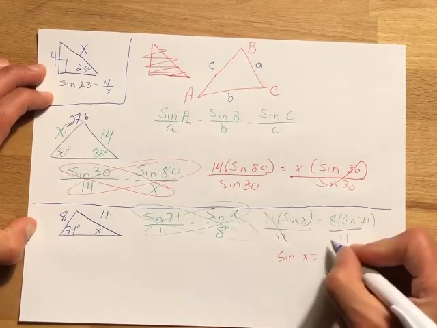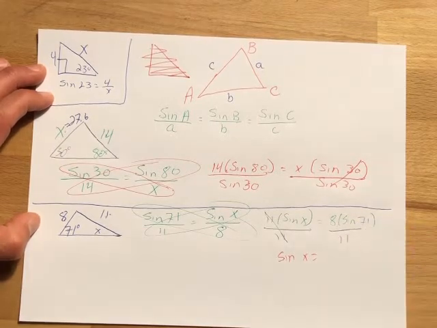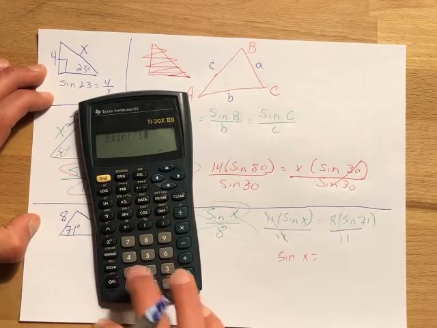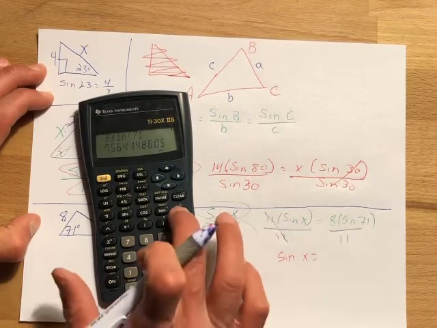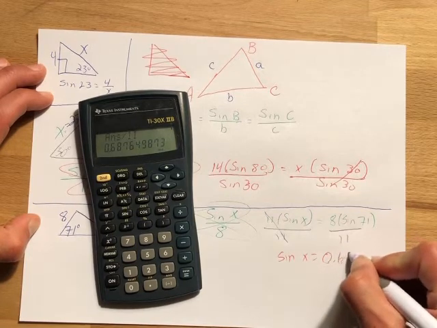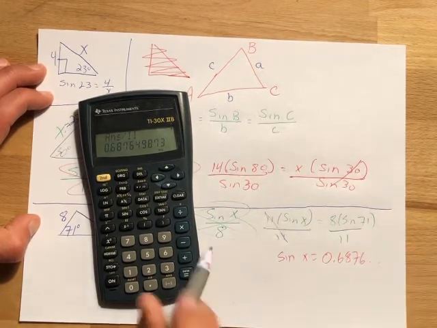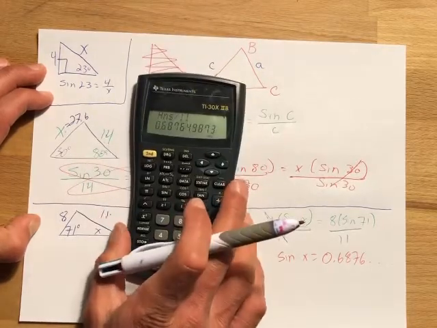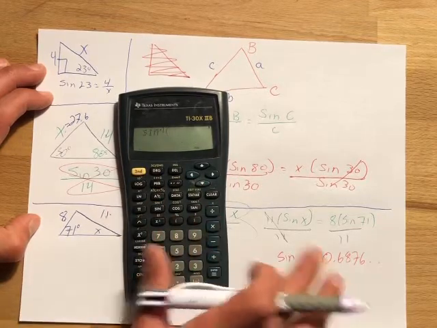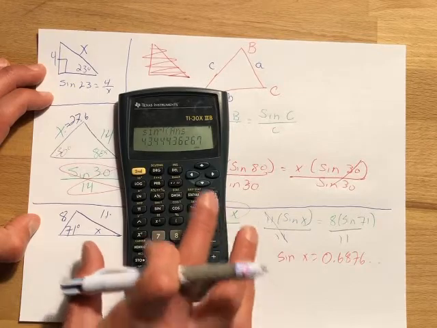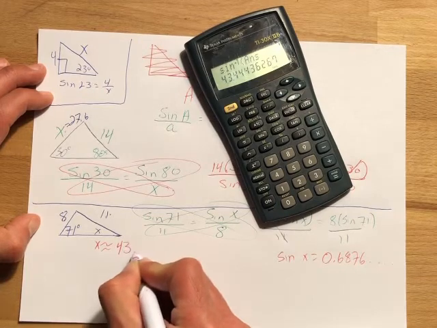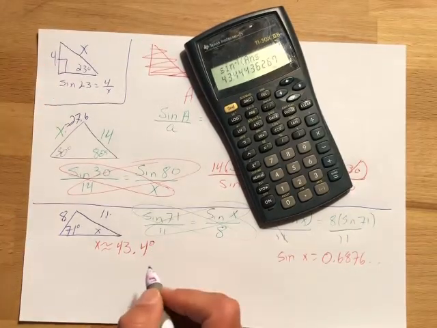So on my calculator, I'm going to figure out this answer. I'm going to go 8 times sine 71. I'm going to press equals. I'm going to divide that by 11. And I get sine x equals, you don't need to write this out, 0.6876, and so on. But I want the angle. Remember in trig, whenever you're trying to find an angle, it's the inverse. So I'm going to do inverse sine of that answer, and I'm going to get an angle of 43. X is approximately equal to 43.4 degrees.